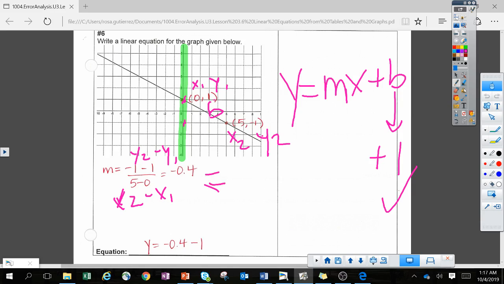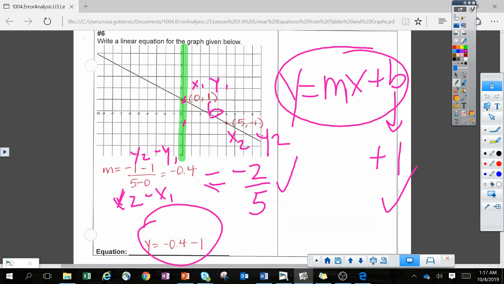You could have also left it as -2/5. That would also have given you a point. However, to get both these points, your equation needs to look like this. And what we can tell here, in this answer that I provided for you, there's no x. So let's rewrite all of our equation together now.